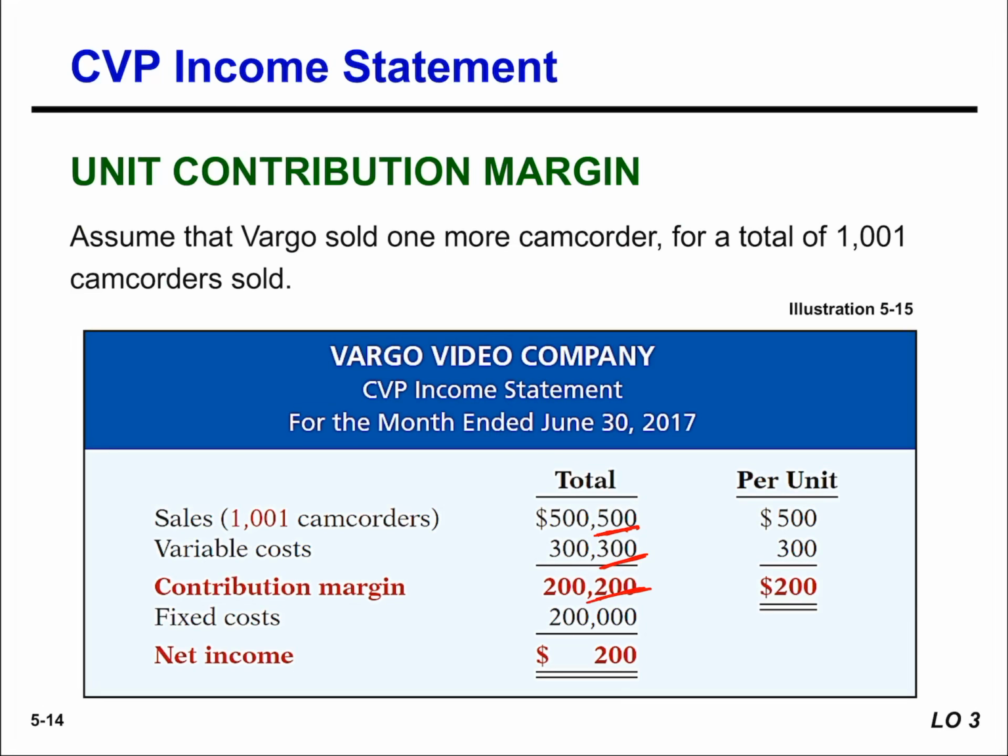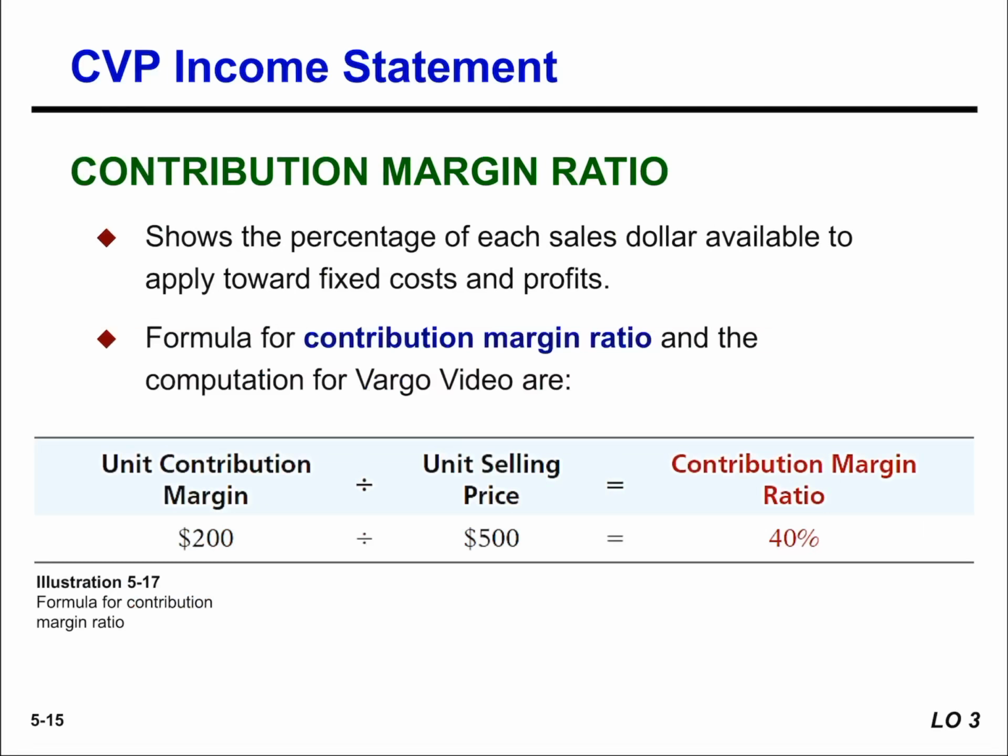So notice that entire contribution margin from that one extra unit goes right down to the bottom line net income because we've already covered those fixed expenses. So every unit that we sell beyond that break-even point is going to drop right to the bottom line because we've already covered those fixed costs. So that's one thing that's going to become important.